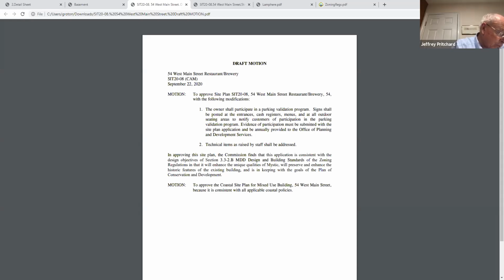I'll move to approve the coastal site plan for 54 West Main Street because it is consistent with all applicable coastal policies. Is there a second? Second. Moved and seconded. Any discussion on the motion? Hearing none, we'll vote on the motion. All those in favor say aye. Aye. Aye. Any opposed? Any abstentions? Motion is carried unanimously.